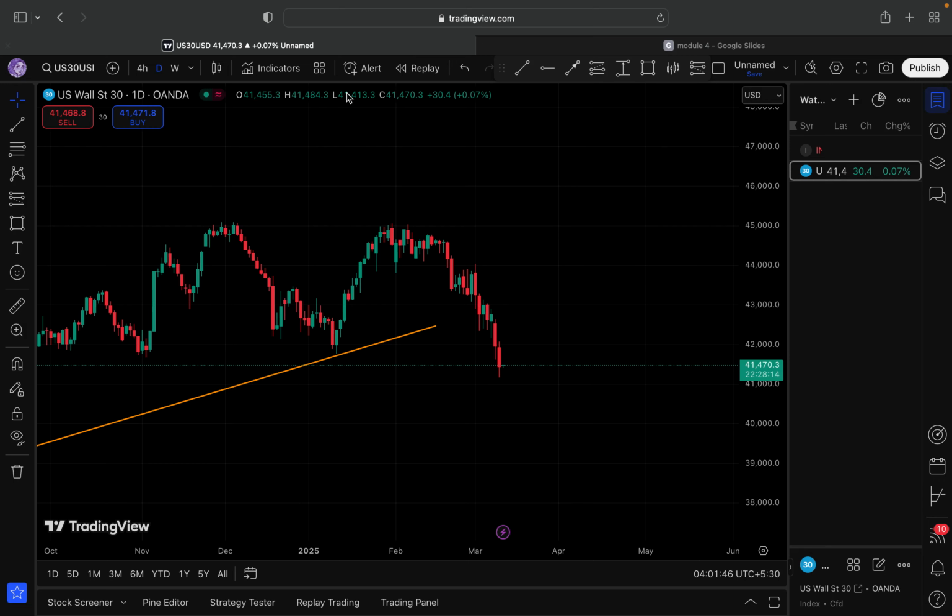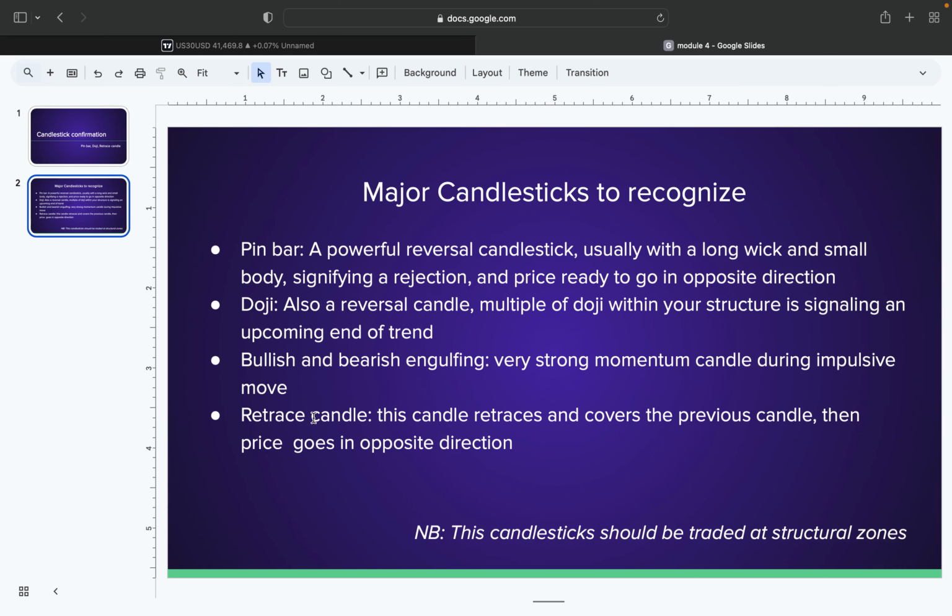Now that is all for now. As long as you're trading these candlesticks at the structural zone, you will be good. That's all for the candlesticks and recognizing these major candlesticks, and I'm sure I'll be glad to see you in the next module 5. Please do well to practice and observe the market so you can pinpoint this on the chart. Okay, thank you.